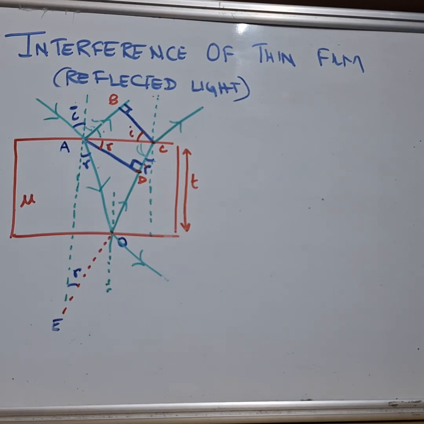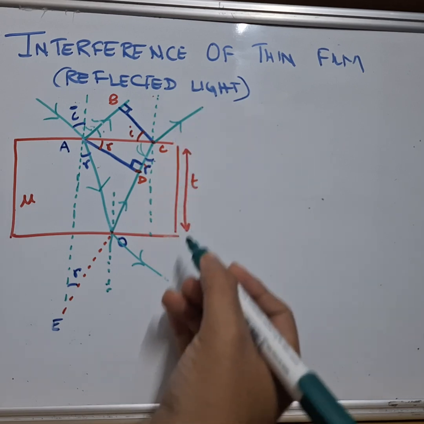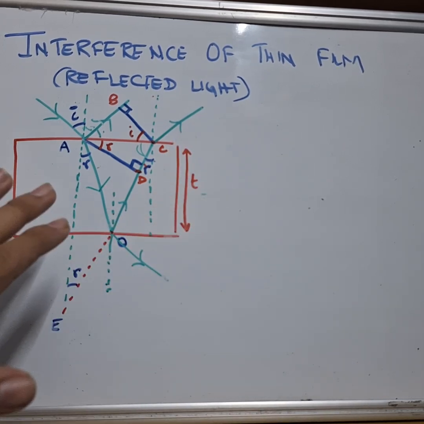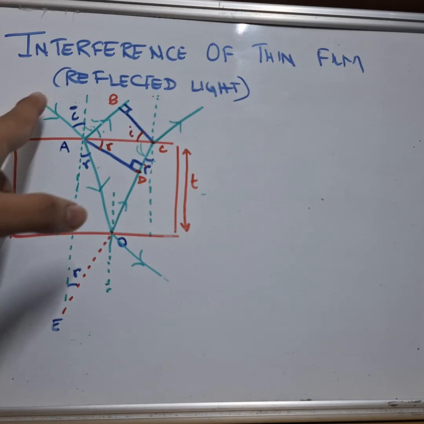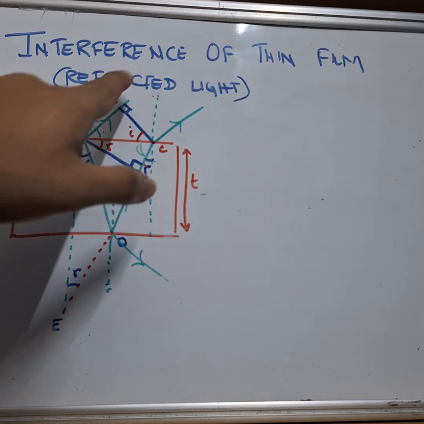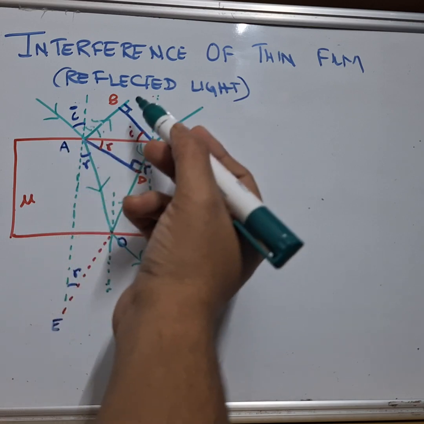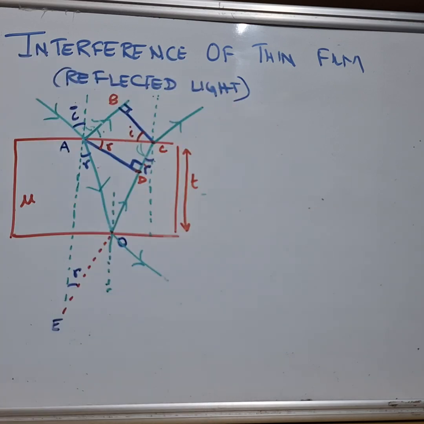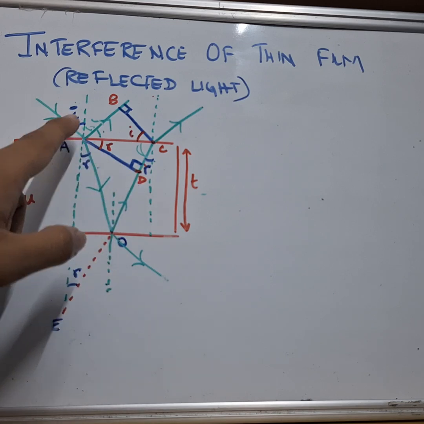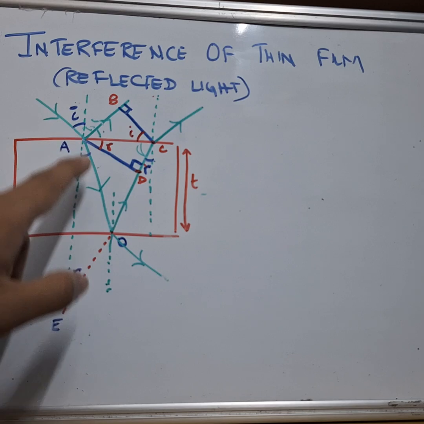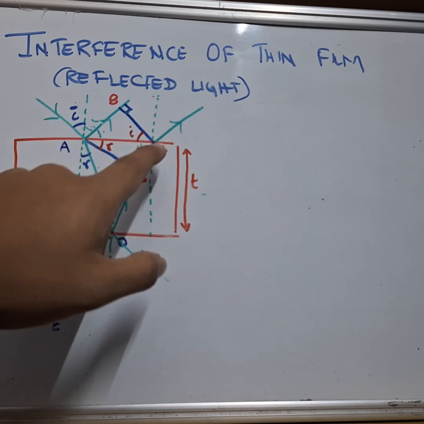Now we come to the actual theory part. This is the thickness, T, and this is mu, because this is the refractive index of this medium. We consider this to be air, so we consider this to be mu equals 1. Now, if we come to the optical path difference, you see that this ray passing through A and getting reflected reaches a point B, and at the same time the transmitted or refracted ray passes through A to O, then O to C.